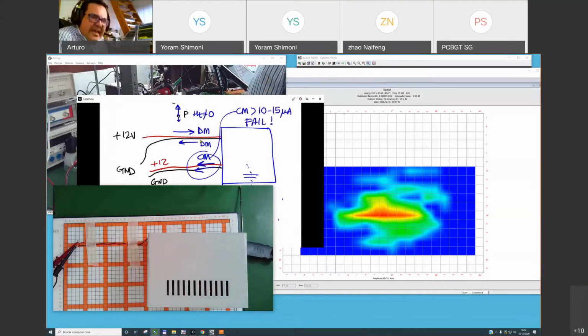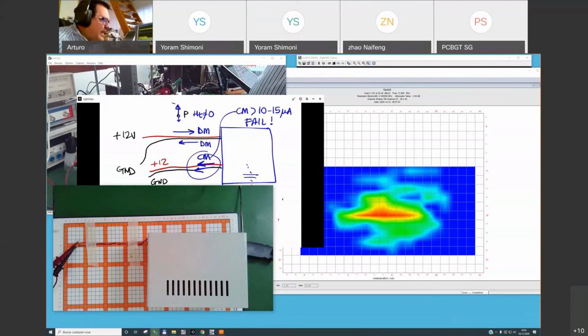So you need to check that there is no activity in common mode in any of the cables coming out from your product. Power supply, USB cables, audio cables, HDMI cables, I don't know, any cable with more than 10 to 15 microamps of current in a frequency range from 30 megahertz up to 400 megahertz, for example, is a candidate to fail in radiated emissions.